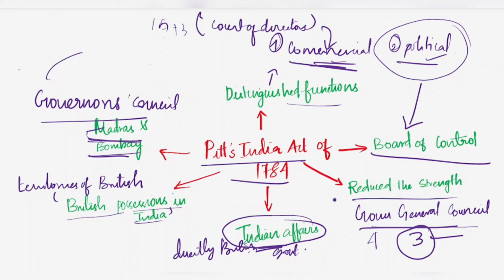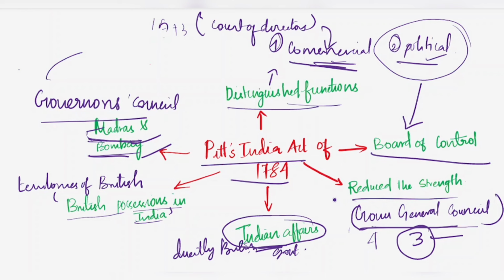You just have to remember these things, and questions may be asked in the survey such as: the Governor's Council at Madras was created through the Regulating Act of 1773, true or false? Most of the people will say true, thinking the 1773 Act created the Governor General's Council. No, the 1773 Act created the Governor General's Council at Bengal, because the Governor of Bengal was designated as Governor General. But the Governor's Council at Madras and Bombay was created through Pitt's India Act of 1784.